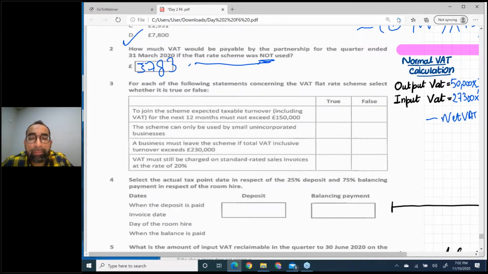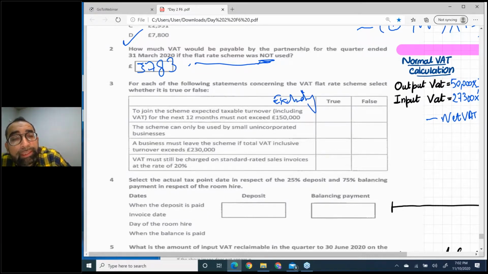To join the scheme, expected taxable turnover. Now this is purely related to law. You must memorize the law. There are some points which you have to memorize. To join the scheme, expected taxable turnover, yes, it's 150,000, must not exceed. But what is written, including VAT? No, it's excluding VAT.